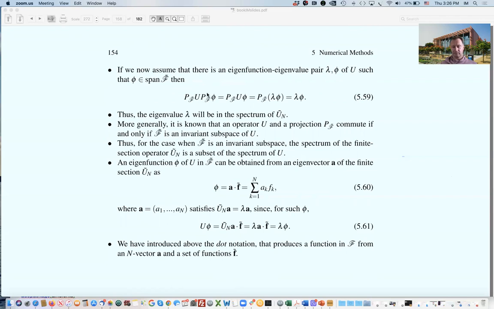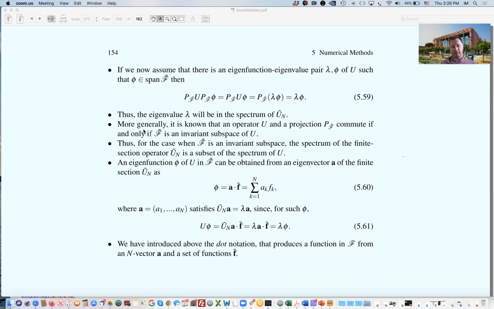Then we have P_F phi equal to phi, because phi is in the subspace. U phi is lambda phi by assumption, because phi is assumed to be an eigenfunction of U. And projection again gives us lambda phi. So the finite section, acting on that phi, which is an eigenfunction, produces an eigenfunction again. So lambda will be in the spectrum of this finite section.